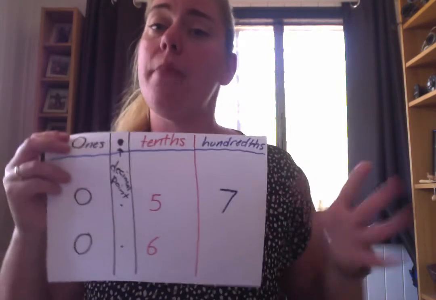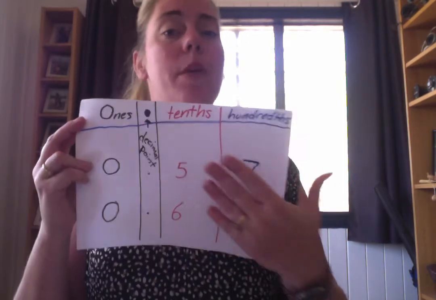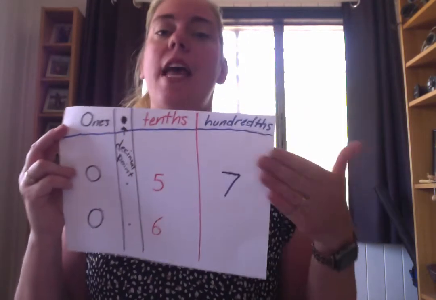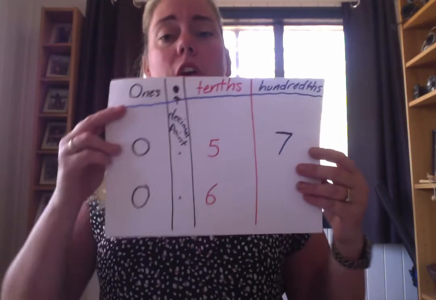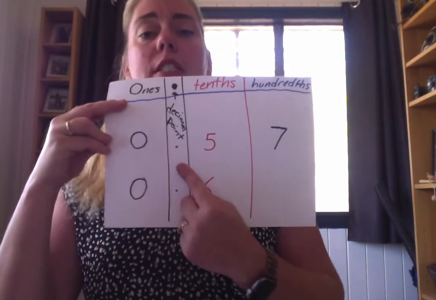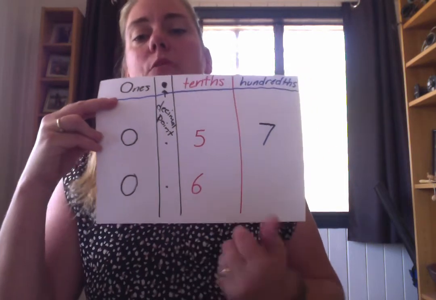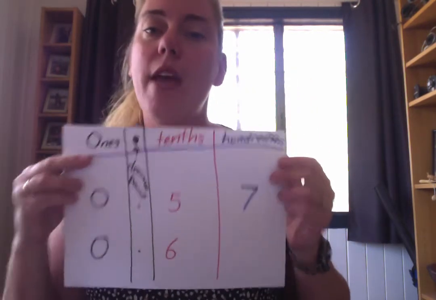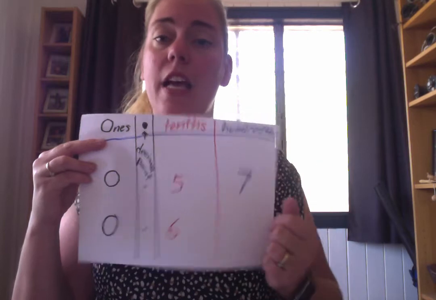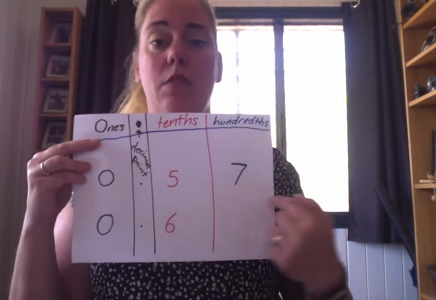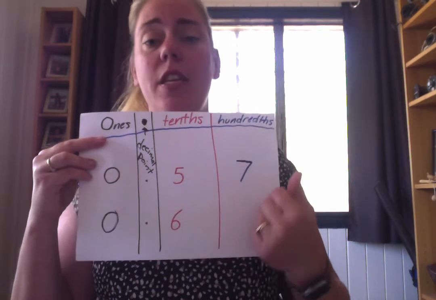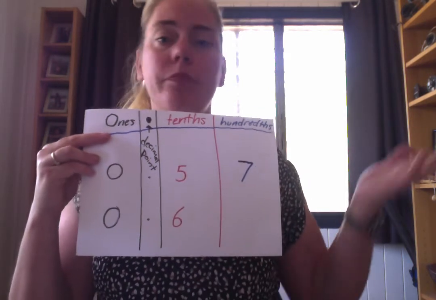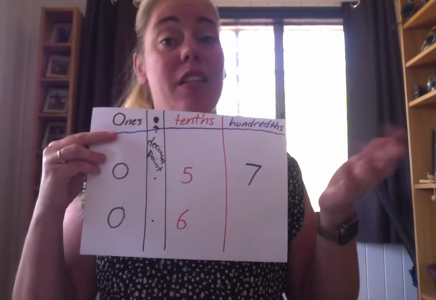So if we look at these numbers, which I've represented on a mat like our place value mat, but this time I've got tenths and hundredths instead of our ones, our tens, our hundreds. So if we have 0.57 and 0.6, it would be very easy to think that this is our larger number. It has more place values. It is 57 is more than 6. But this would be incorrect.